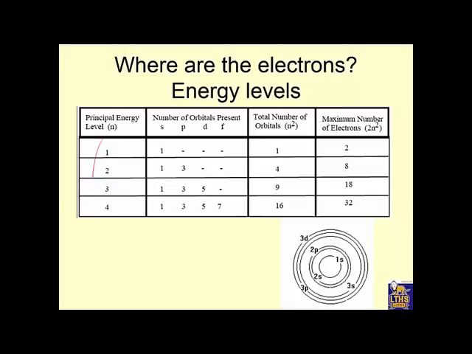So here are the numbers for energy levels. Within the energy levels are sublevels. And here are the symbols for sublevels. And then this is how many sublevels are in each energy level. So as electrons get further away from the nucleus, the energy levels are bigger, so they can hold more electrons.